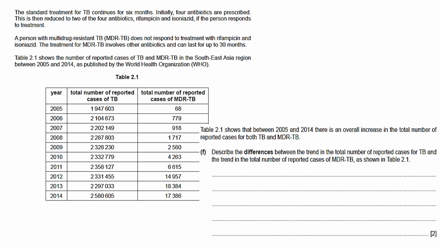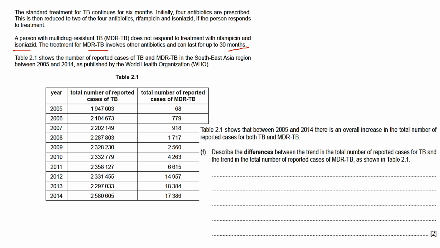The question continues, which, I mean, this is very interesting because, again, typically you don't get questions that are this long or this detailed for chapter 9 and 10, but because they've combined it, it is a very long question. The standard treatment for TB continues for 6 months. Initially, 4 antibiotics are prescribed. It is then reduced to 2 of the 4 antibiotics, which is rifampicin and isoniazid, if the person responds to treatment. A person with multi-drug resistant TB does not respond to treatment with rifampicin and isoniazid. The treatment for multi-drug resistant TB involves other antibiotics and can last for up to 30 months.